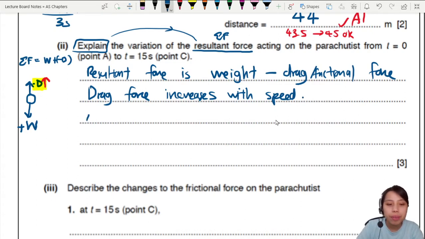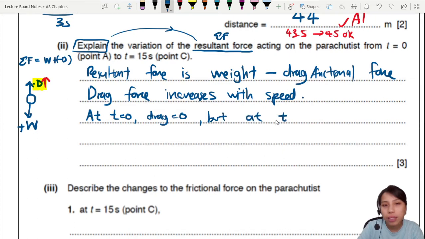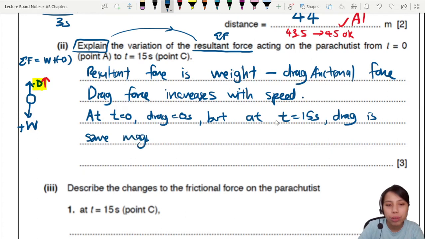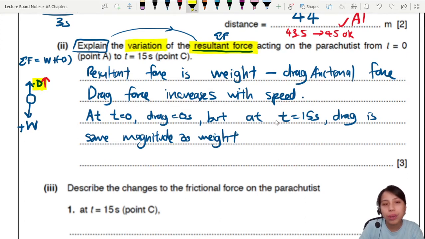Then we tell a story. At T0, drag is 0, but at T15, which is point C, drag is the same magnitude as weight. So that's kind of summarizing the whole change in drag. So once again, who caused variation in resultant force? The drag force here on the left side.